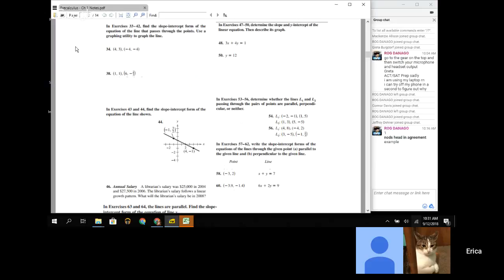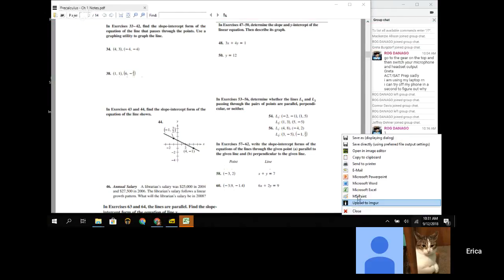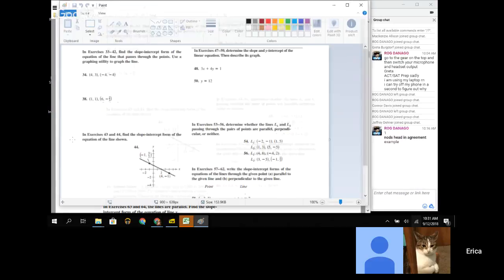Okay, I did something wrong here. Let me see. I think I opened my thing in a spreadsheet somehow. Open in Paint. That's what I was going for.